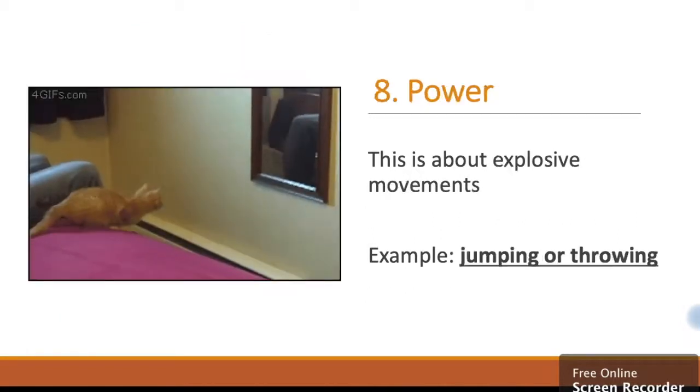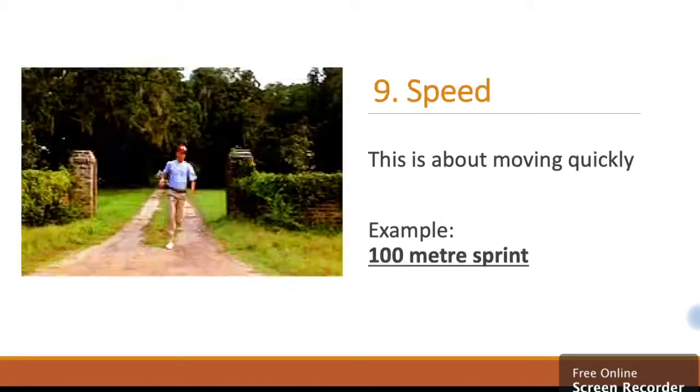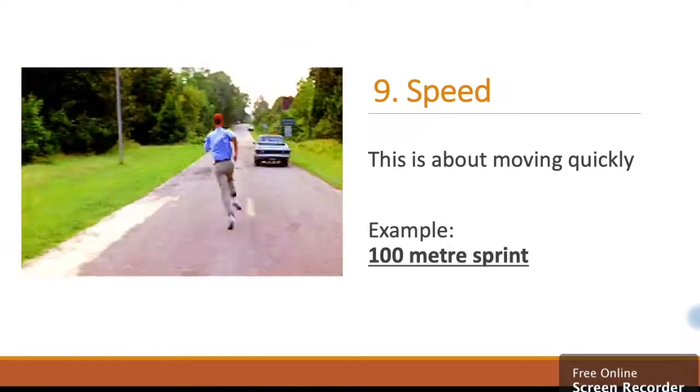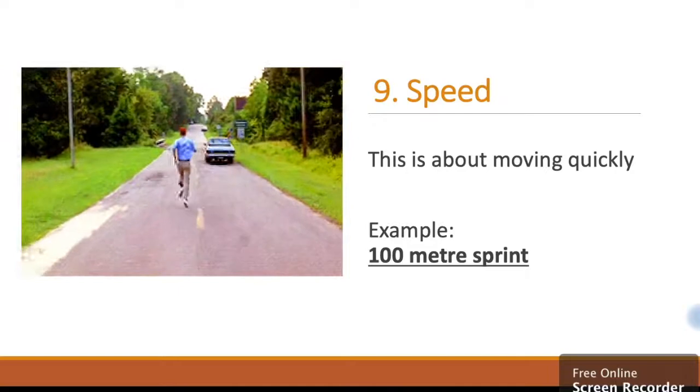Number 8 is power. This is about explosive movements. Examples, jumping or throwing. Number 9, speed. This is about moving quickly. An example would be a 100-meter sprint. Who's the fastest 100-meter sprinter in the world?